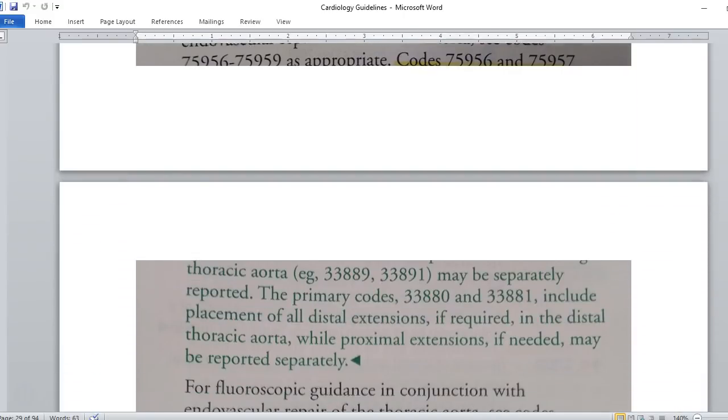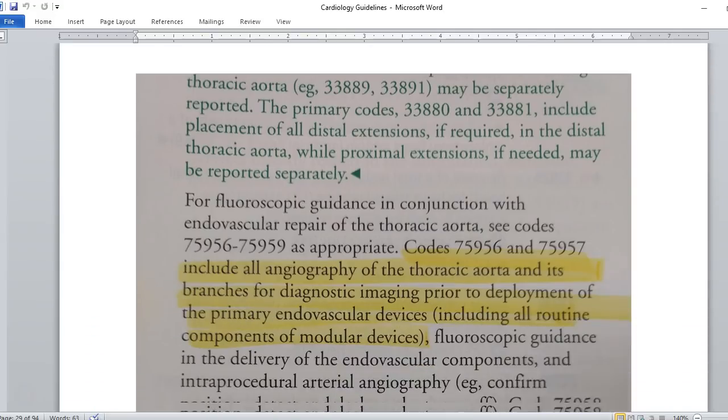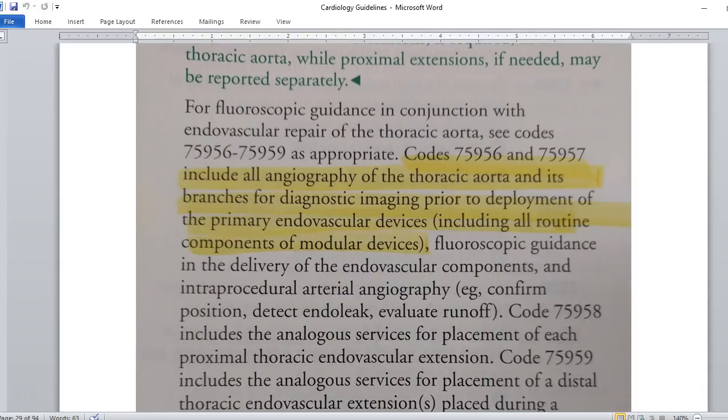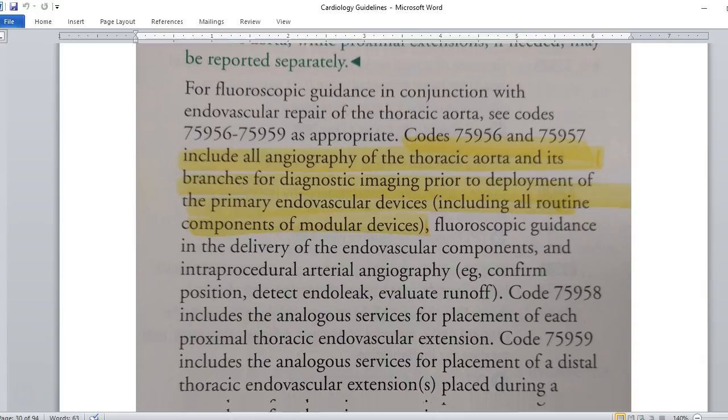It goes on to tell us that if we're looking for angiography for this area of the body, we go to code 75956 and 75957 to include all the angiography of the thoracic aorta and its branches for diagnostic imaging prior to deployment of the primary endovascular device, including all routine components of modular devices, fluoroscopic guidance, and the delivery of the endovascular components, and interprocedural arterial angiography. Okay, so these are paired together a lot of the time is what they're telling you.